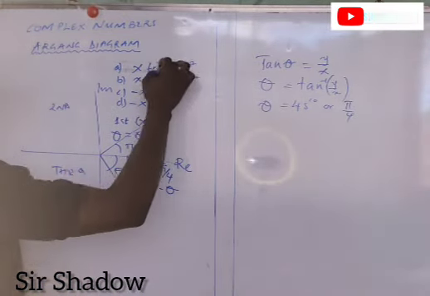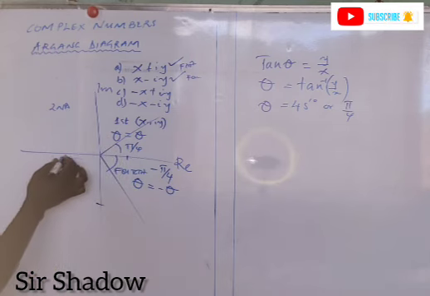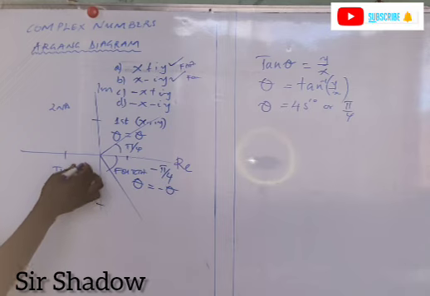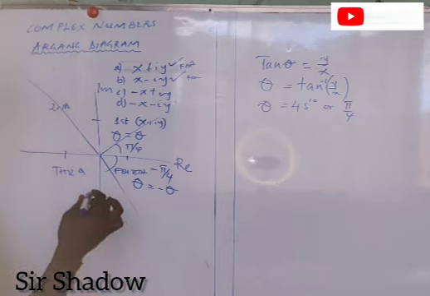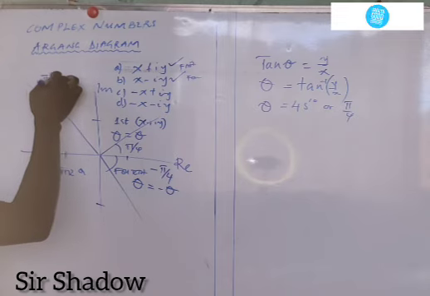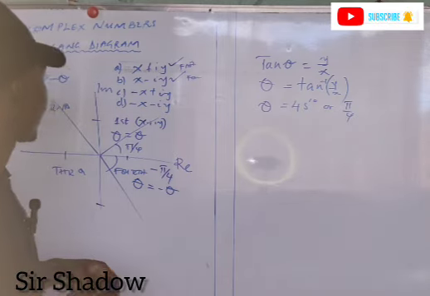Let's consider minus x plus iy. Remember, x is negative here, y is positive. So it becomes the second quadrant, right? If it is the second quadrant, what you have to do is say pi minus theta. Pi minus theta when it is the second quadrant.